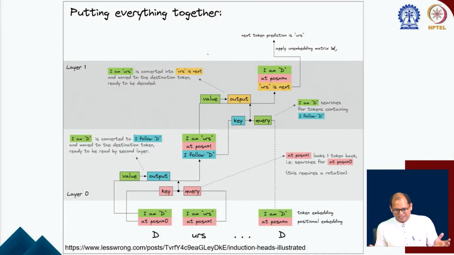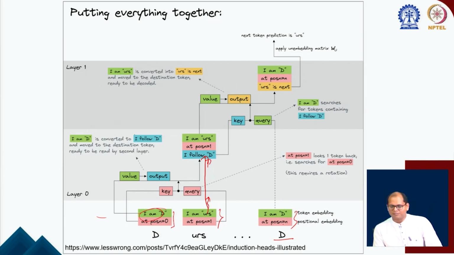Okay. So, putting everything together: at the 0th layer, you pass the word embeddings and position embedding. I am only up to D, and I am predicting ers. What is happening at the 0th layer? The attention head at the 0th layer does something interesting. It tries to rotate it so that it goes to the previous position, so that it gets a good match, and then the OV circuit will write what is the word that comes before. So, it writes I follow D. Its residual stream is writing I follow D, right.